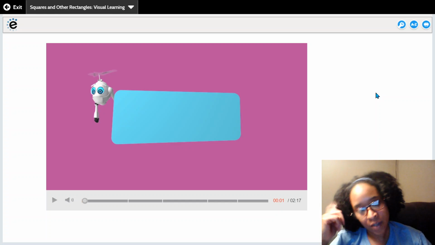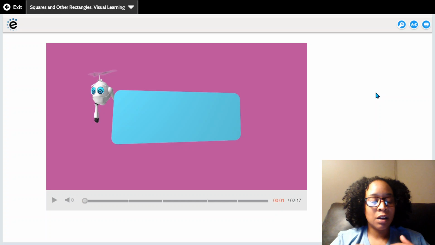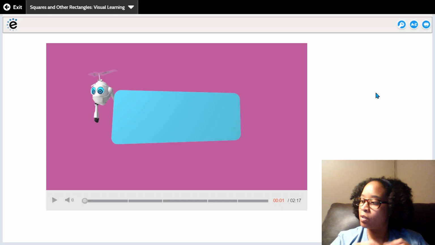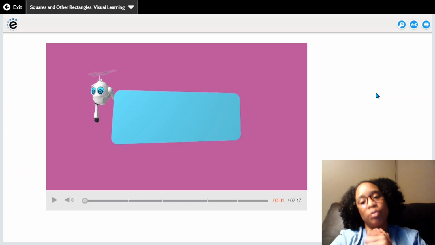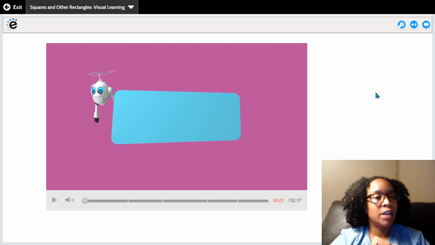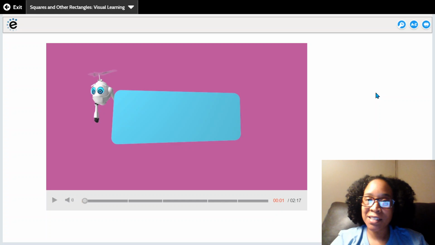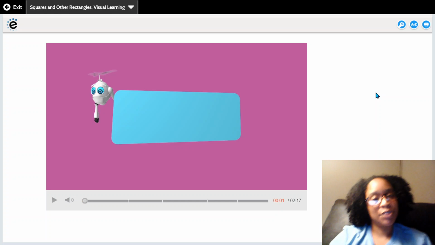So yesterday we did chapter 12, topic 2, which was what? What shapes? Do you remember? Circles and what has 3 sides? Triangles. Circles and triangles. So today we're going to move on to another easy lesson, squares and other rectangles.